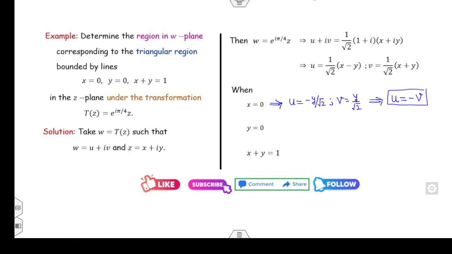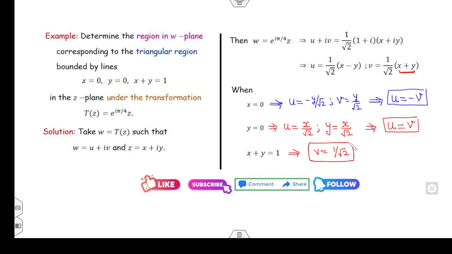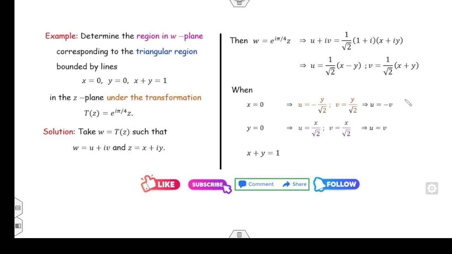Fine. Similarly, when y is equal to 0, what is the value of u? u is x over root 2 and v is x over root 2. What does it imply? That implies u is equal to v. And x plus y is equal to 1. You can see whenever you have x plus y equal to 1, your target is v equal to 1 over root 2. Now you have these three equations.